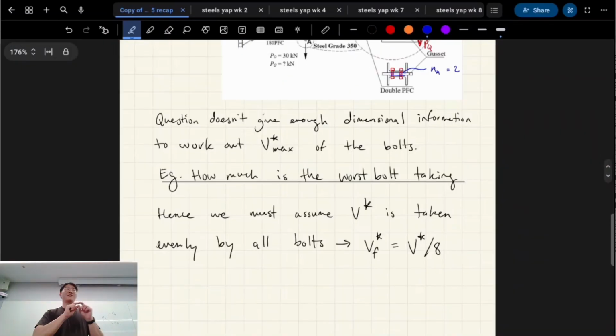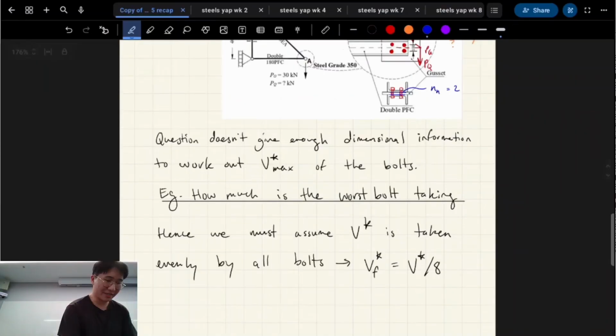I'm going to take a really unconservative assumption and say that we have some V star, which is the force, and the bolts take it equally. So there's 8 bolts and they take it equally. Now, in reality, that's not going to be what happens because of what I said earlier with the eccentricity.